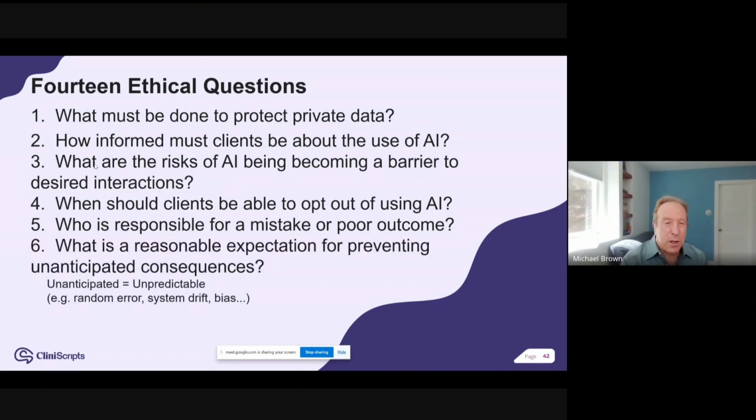What is a reasonable expectation for preventing unanticipated consequences? I use the word unanticipated on purpose because I don't think it's the same thing as unpredictable. I think a lot of these things can be predicted. We know, for example, that AI systems, especially the newer ones, have random errors, sometimes called hallucinations. We know that systems drift. So a system that is built and working and tested and works well today, 6 months from now, things might change and it may not work well, or it may not work in a different environment.